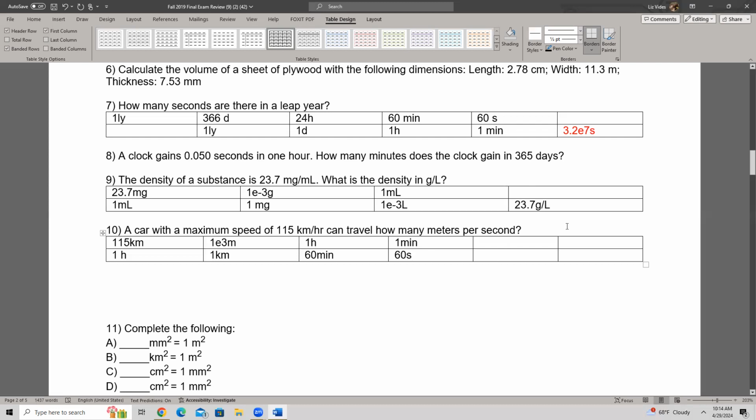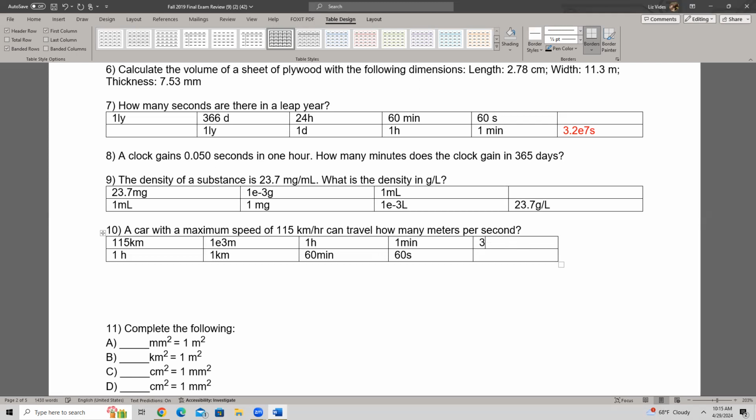Okay. So when we're multiplying, we are multiplying just as what it says on the top and then dividing by what is on the bottom. So I would use parentheses. So it's 115 times 1e3, right? Divided by 60 times 60. That gives me 3.19.